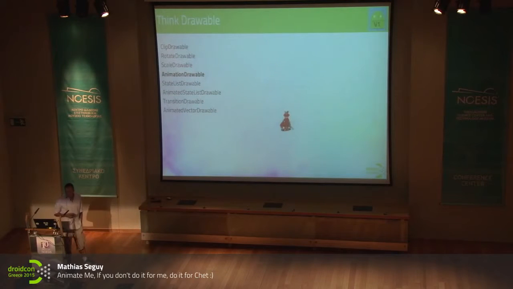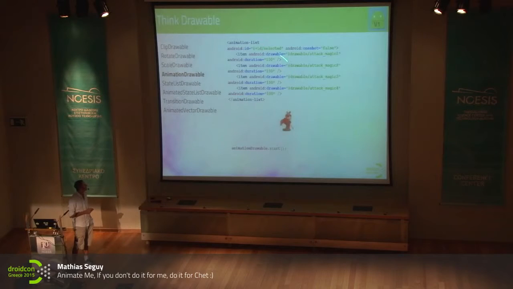We have also AnimationDrawable. It's the way to make GIFs on Android. So here we also define a new file in our drawable folder. And in this file, we just give the list of the drawables we want. And then when you want to animate your drawable, you just call start on it, and the animation is launched.